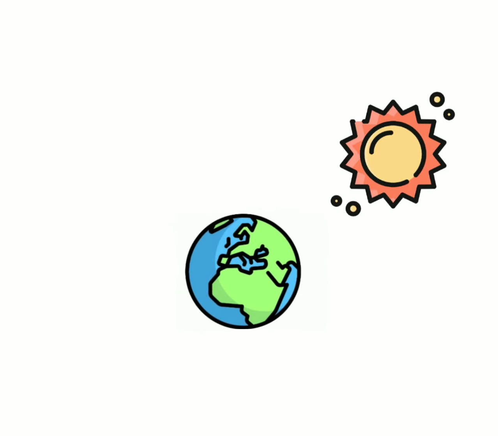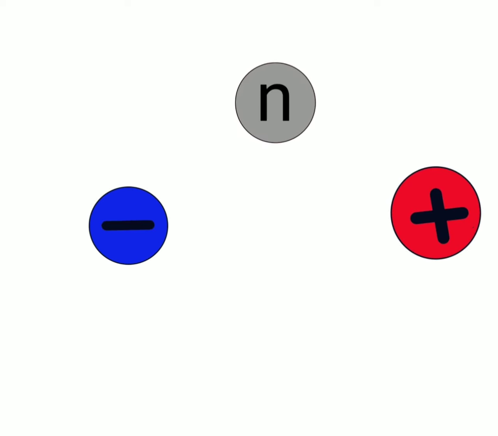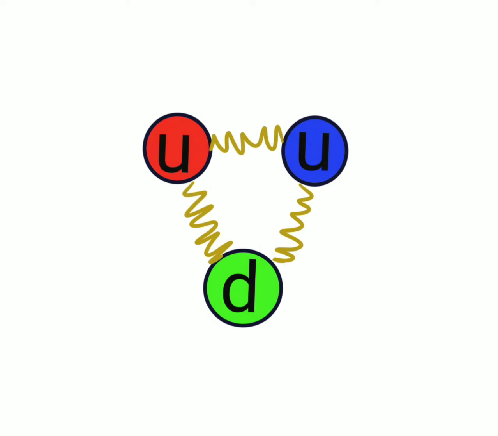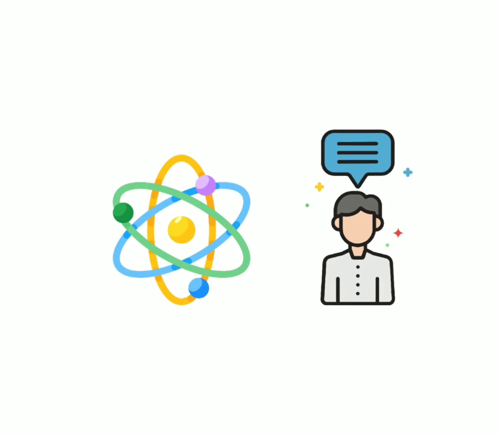Everything in the universe is made up of atoms. An atom consists of particles called electrons, protons and neutrons, and even smaller building blocks called quarks, but we won't go into that today. To understand how small atoms are, let's do this.